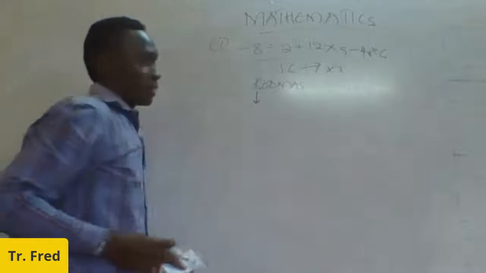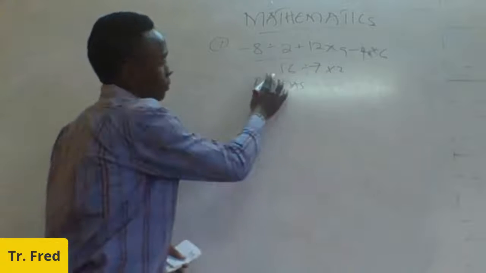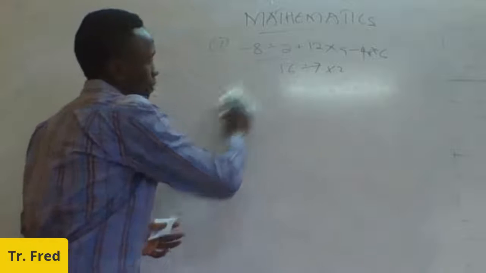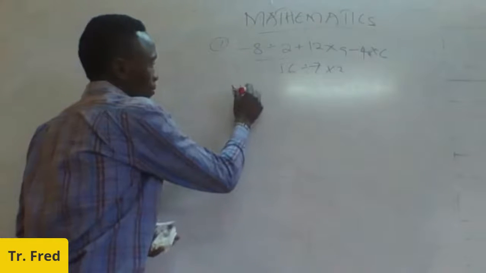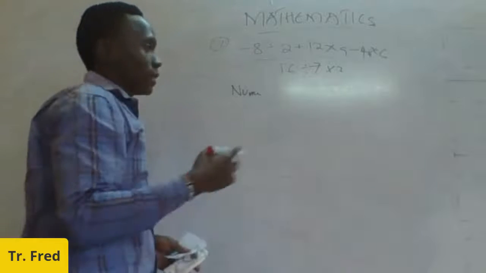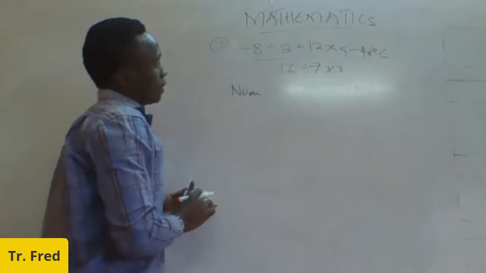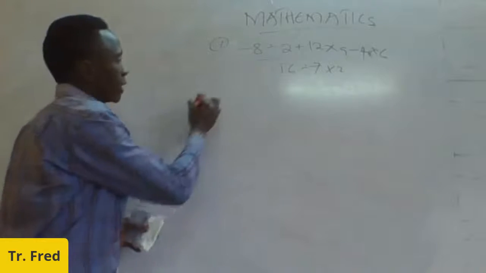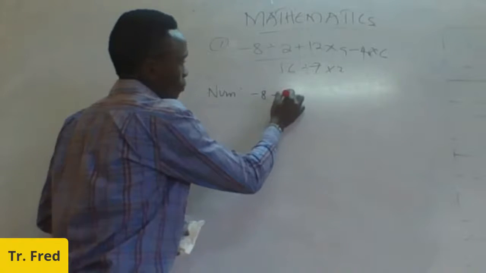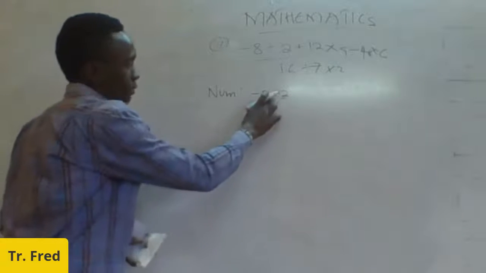Since we don't have the brackets in our question, we just go straight through, and now we go to division. We can start with the numerator: we solve the numerator, then the denominator, then divide the numerator by the denominator and we arrive at our final answer. For the first case, the numerator is negative 8 divided by 2. So we first solve the division sign, then go to the multiplication sign.